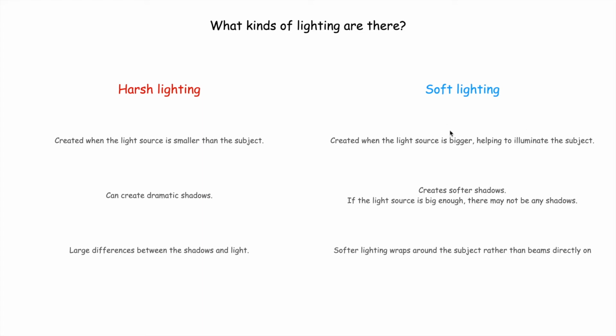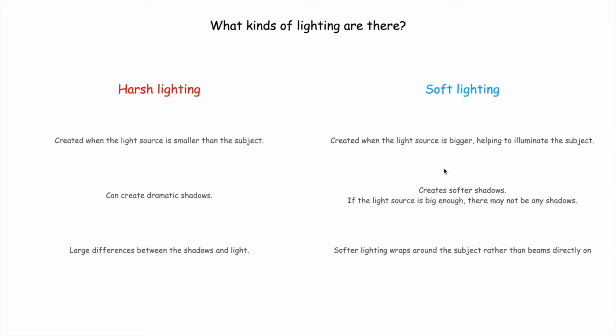And then there's soft lighting, okay? So it's created when the light source is bigger, helping to illuminate the subject. So as I talked about the torch, which has got quite harsh lighting, if you use soft lighting, we think about the sun. The sun is so big, there's not one specific light or ray or beam of sun. It's all encompassing. It covers your whole body. And for that reason, it creates softer shadows. They're not as dramatic.